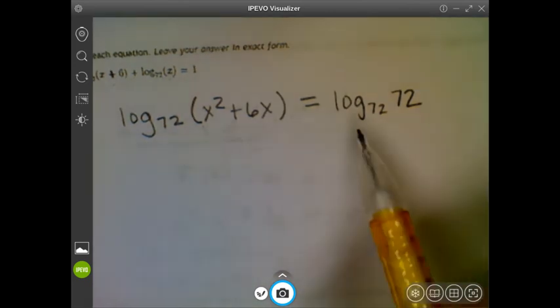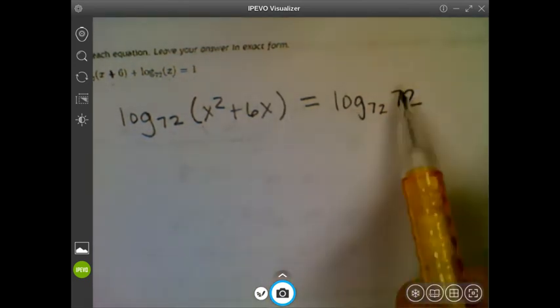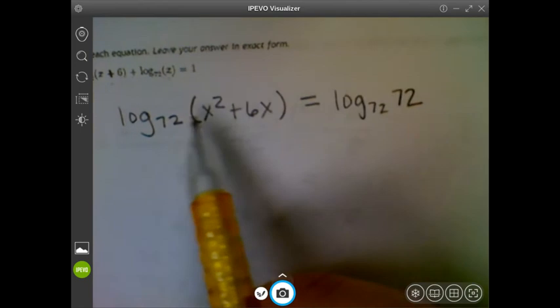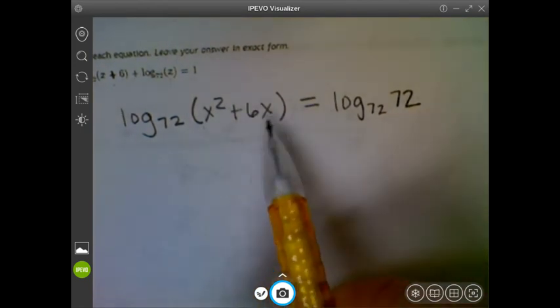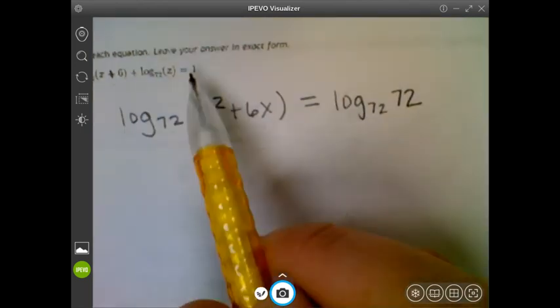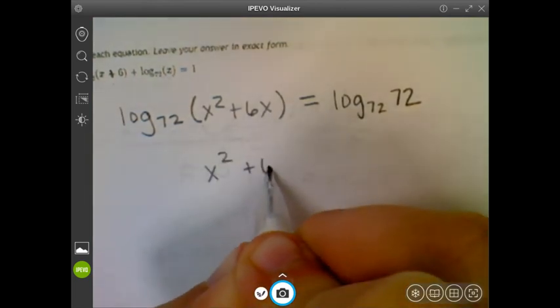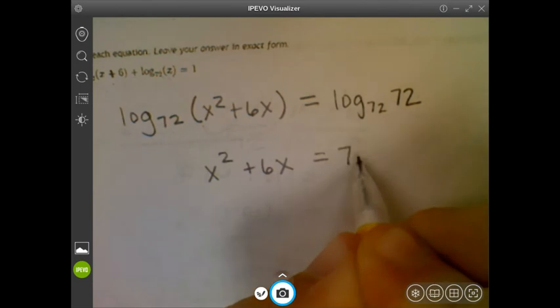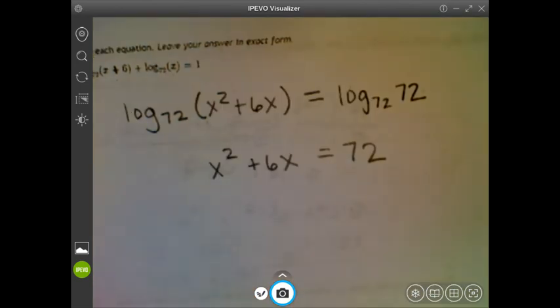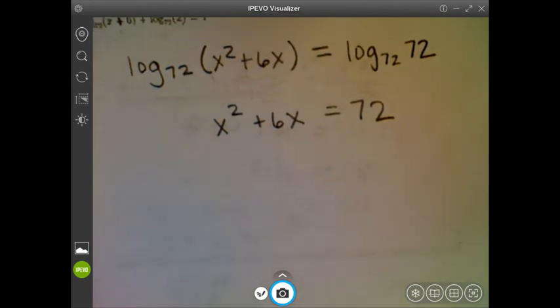So whether you change the 1 to the log base 72 of 72, or if you just know that this has to be 72 in order for it to be that 1, either one is fine. So what we can say is x squared plus 6x has to equal 72. All right, and we're going to solve this quadratic.